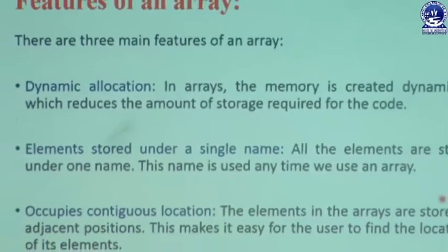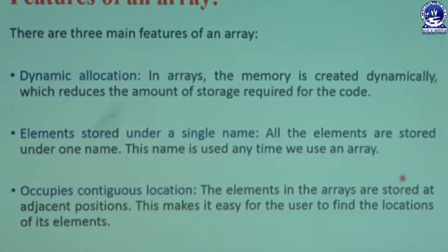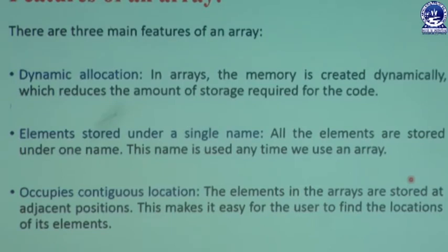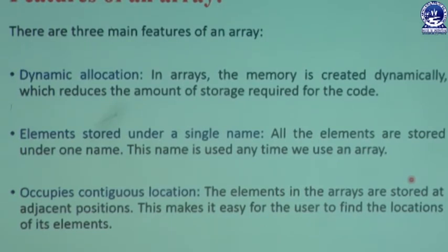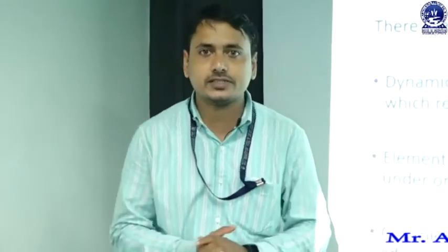The next feature is known as occupying contiguous locations. In this concept, the elements in arrays are stored at adjacent positions. This makes it easy for the user to find the locations of the elements. In our array concept we store homogeneous types of elements in contiguous memory locations.